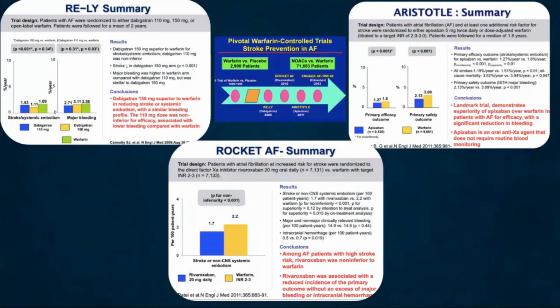In the ARISTOTLE trial, this demonstrated the comparative study between apixaban, which is an oral factor 10A inhibitor, versus warfarin, and it also demonstrated superiority over warfarin in patients with AF. And in the ROCKET AF trial, they studied the comparison between rivaroxaban versus warfarin. It also proved to be superior. So all these trials supported the use of NOACs when compared to that of warfarin.